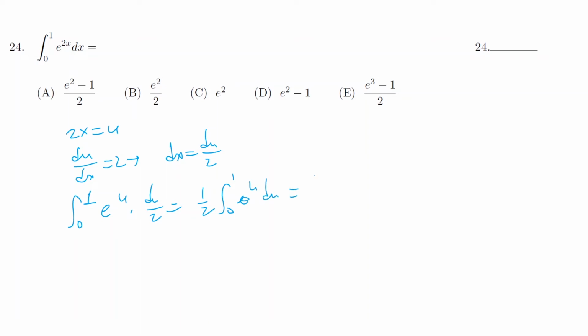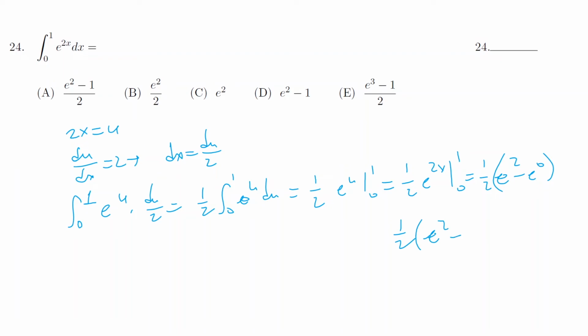So that's equal to 1/2 e to the u from 0 to 1, but 0 and 1 relate to x, not to u. So 1/2 e to the 2x from 0 to 1. So 1/2 times e to the 2 minus e to the 0. e to the 0 is 1, so that equals 1/2 times e squared minus 1, and the answer is A.